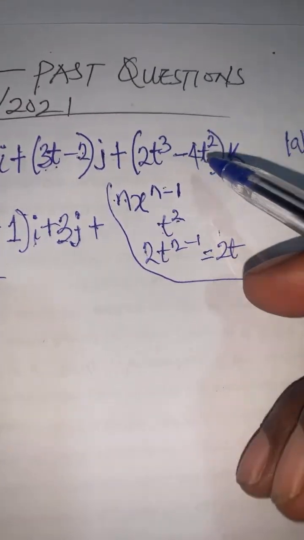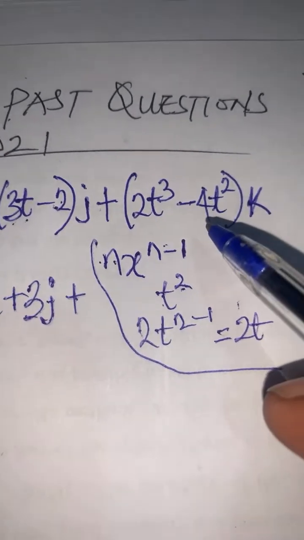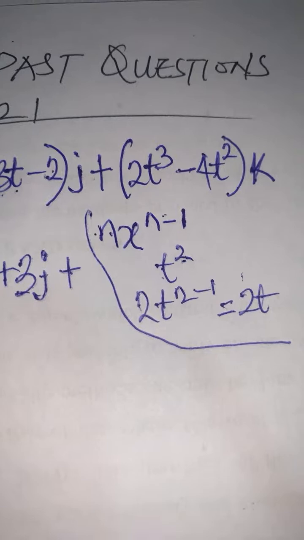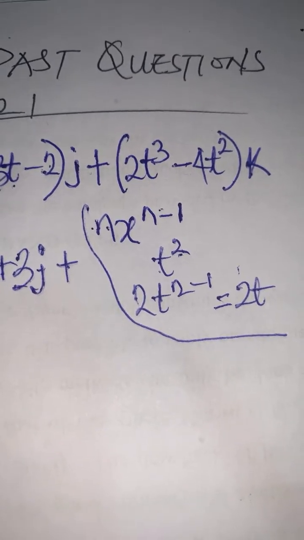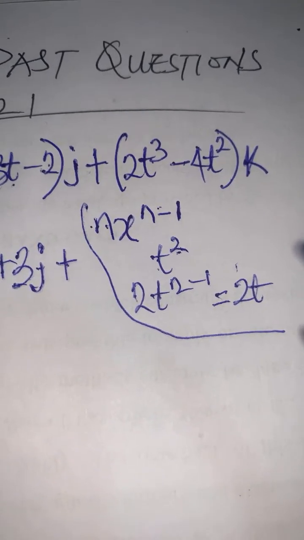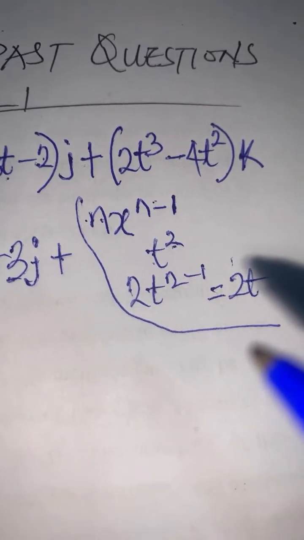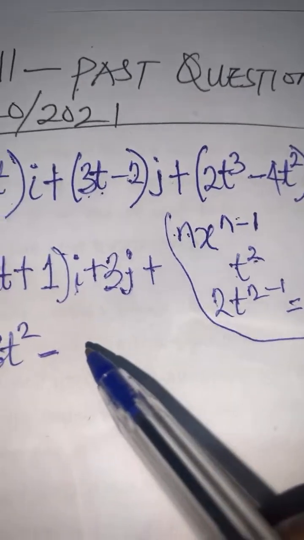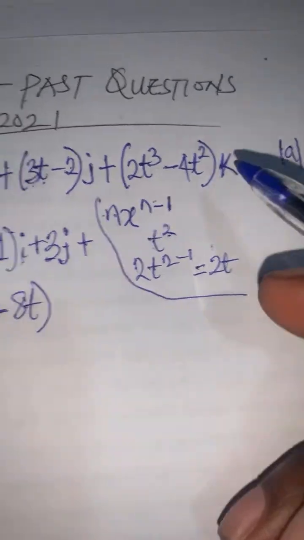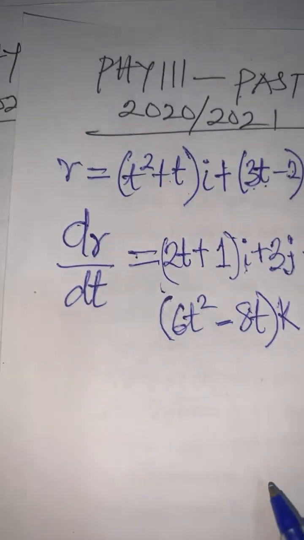And minus, what is the differentiation of 4t squared? What is the differentiation of 4t to the power of 2? Beautiful, beautiful, beautiful. So the result of that is 8t. And then we have this k attached to it. All right, so this is the point we've gotten to.